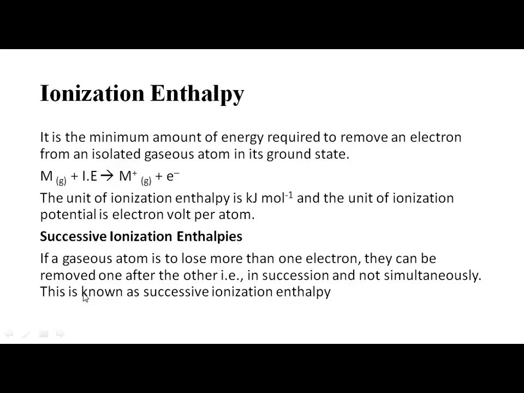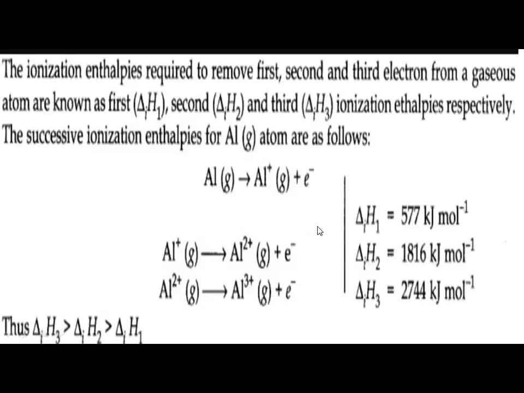Successive ionization enthalpies. If a gaseous atom is to lose more than 1 electron, they can be removed one after the other, that is, in succession. You cannot say I will remove all 4 electrons at a stretch. No, one after the other. First the outermost shell electron has to be lost, then the next inner shell electron, then the next. So it has to be removed one after the other, that is in succession and not simultaneously. This is known as successive ionization enthalpies.